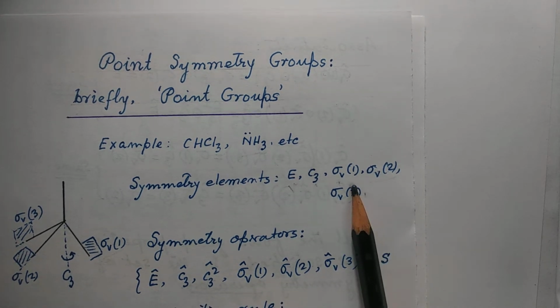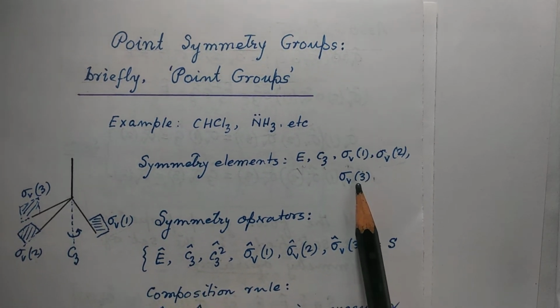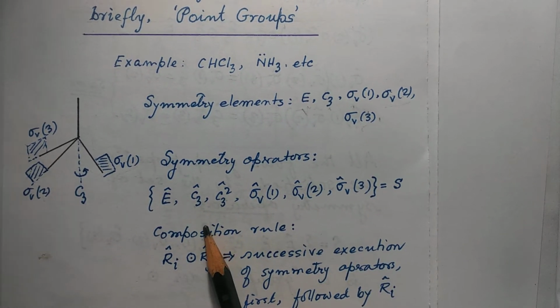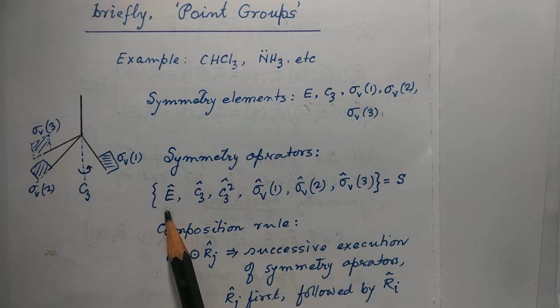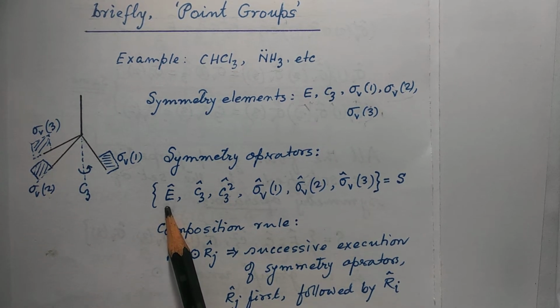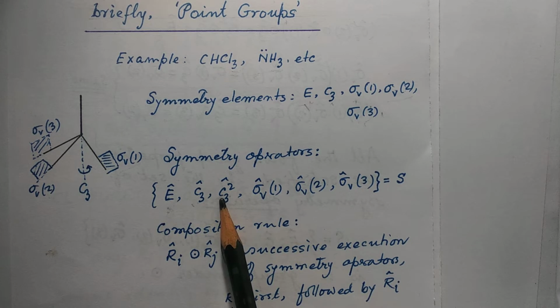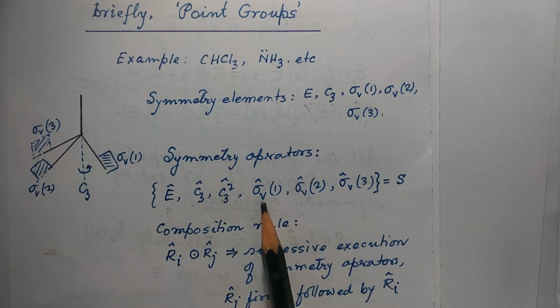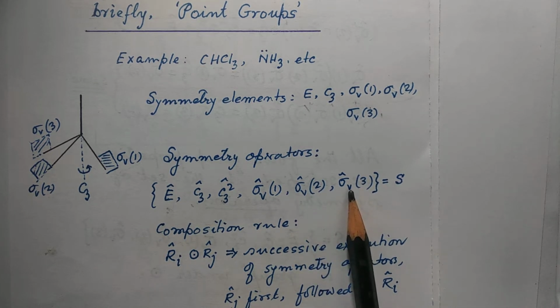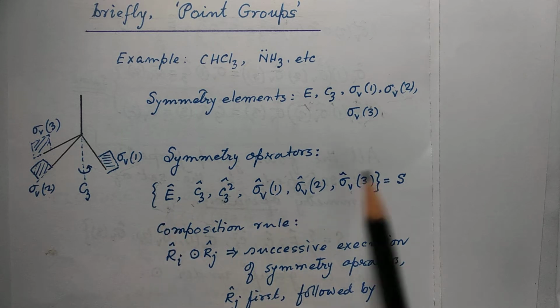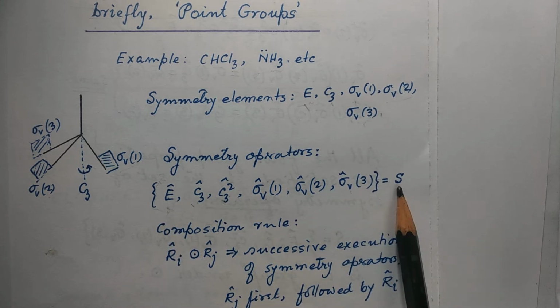Using these symmetry elements, we can have a collection of symmetry operators. They are the identity operator, C3 operator, C3 square operator, and reflection operators like sigma V1, sigma V2, and sigma V3. Let us call this whole set of symmetry operators S.